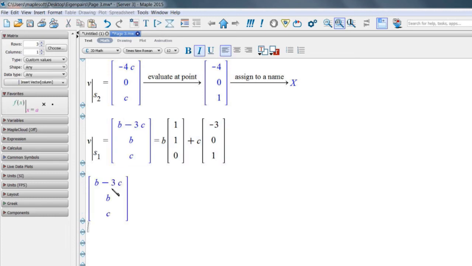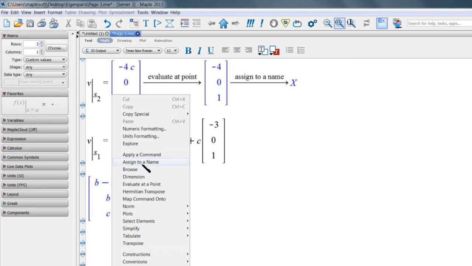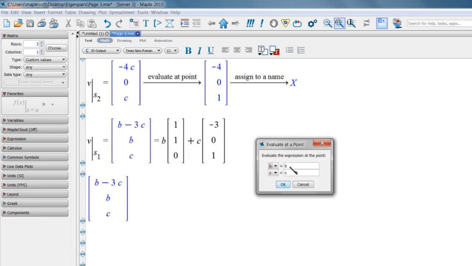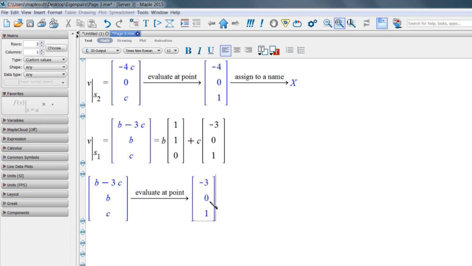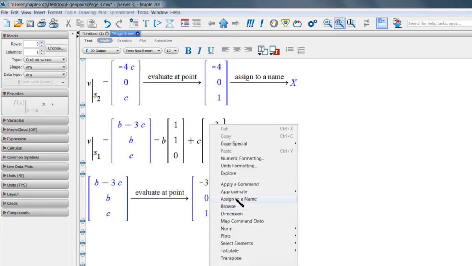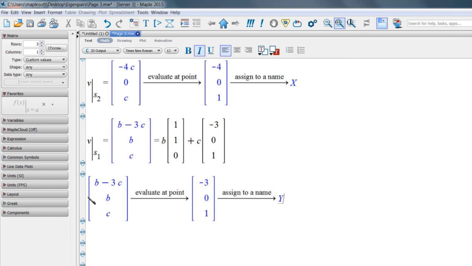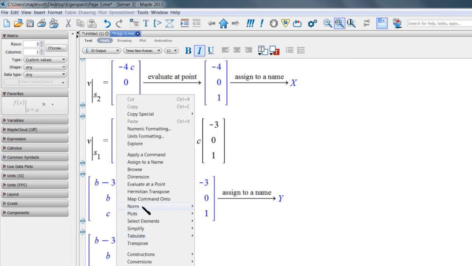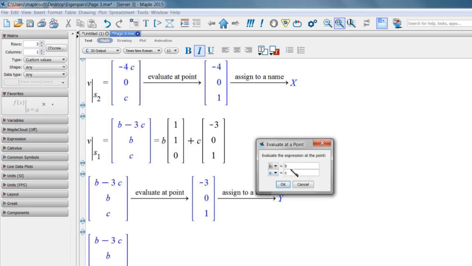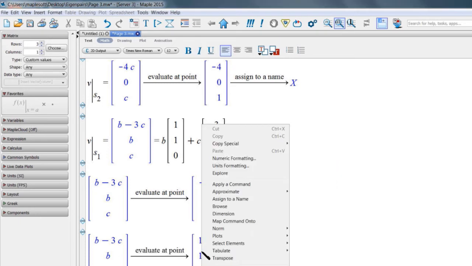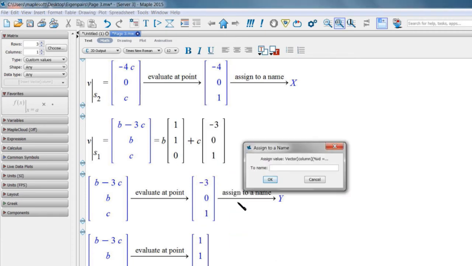Well, this is what the student would have to do. Grab this, pull this down here. Now you would use evaluate at a point. Suppose you let B be 0 and C be 1, then this one we could call Y, capital Y. And if you pull this down again, evaluate at a point, and let's make B 1 and C 0. Okay, and we'll call this one Z. Assign to a name, Z.